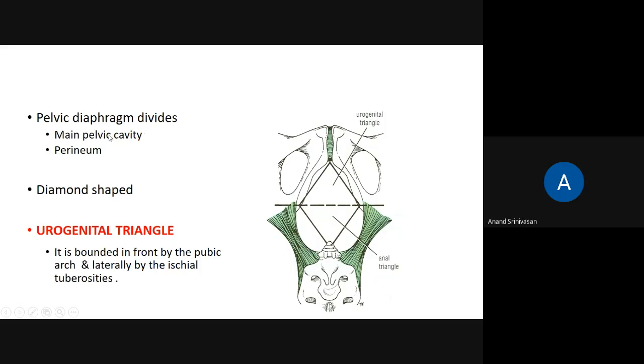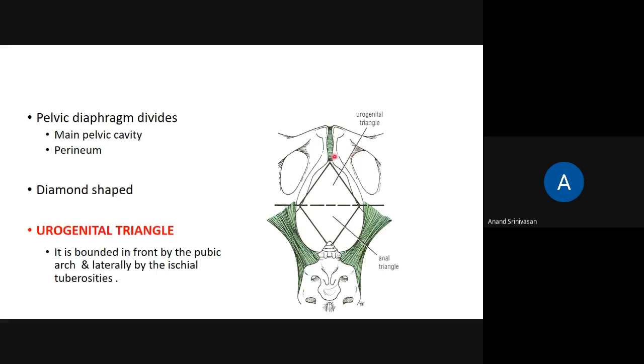Here you can see that the perineum can be divided into two parts. It's a diamond shaped structure. The perineum can be divided into an upper part, which is called the urogenital triangle, and the lower part, which is the anal triangle.